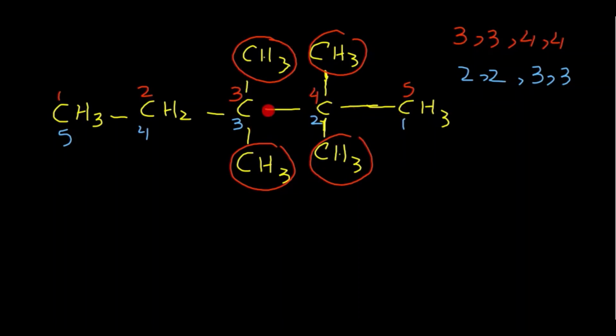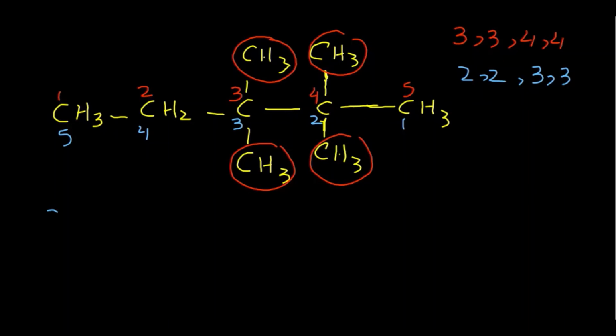And what is the name of the parent chain? There are 5 carbon atoms in the parent chain, so the name of the parent chain is pentane. Ane is used as a suffix since all the carbon atoms are connected with the help of sigma bonds. Now students, we will write the name of this molecule along with the parent chain.